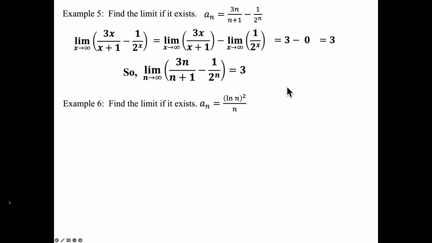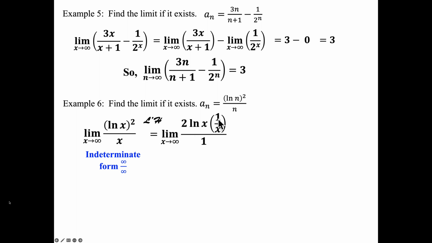Find the limit, if it exists, of a sub n equals the natural log of n squared over n. So again, turning it into a function f of x, you can see this is an indeterminate form, infinity on the top, infinity on the bottom. So we'll use L'Hopital's rule, take the derivative of the top and the derivative of the bottom. So we have a chain rule on top. It's going to be 2 times our function, natural log of x, and then the derivative of the inside, ln of x, is 1 over x. Derivative of x is 1.